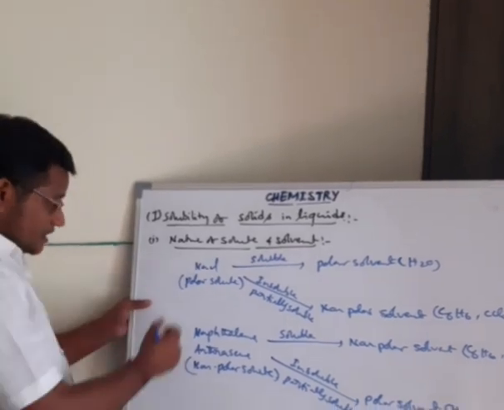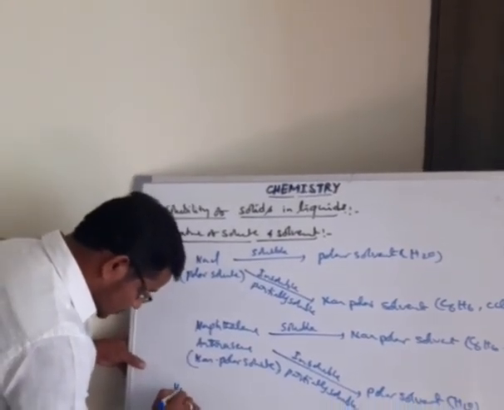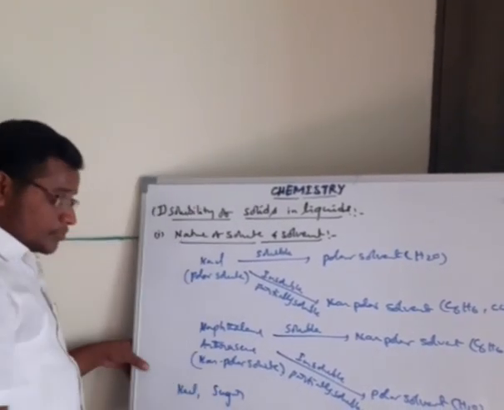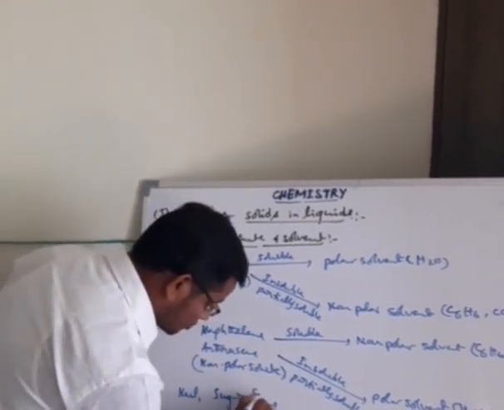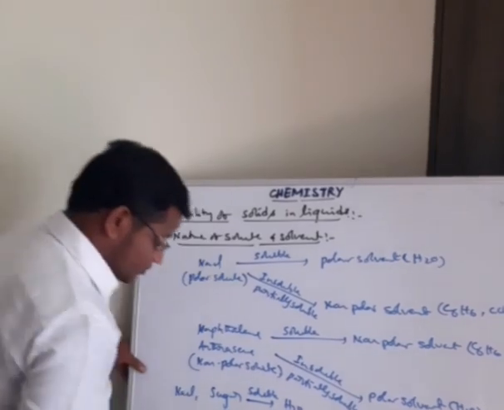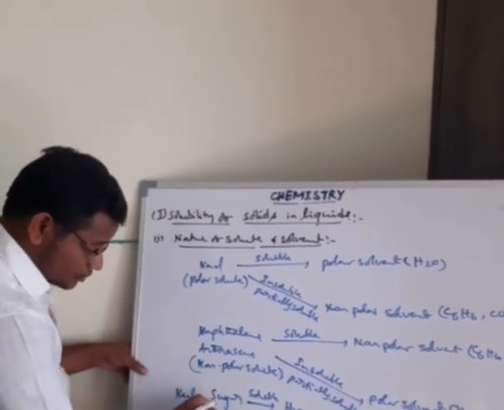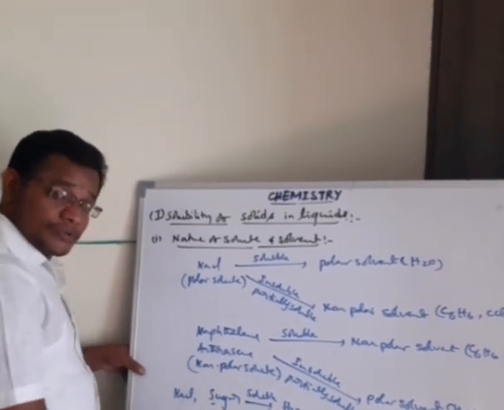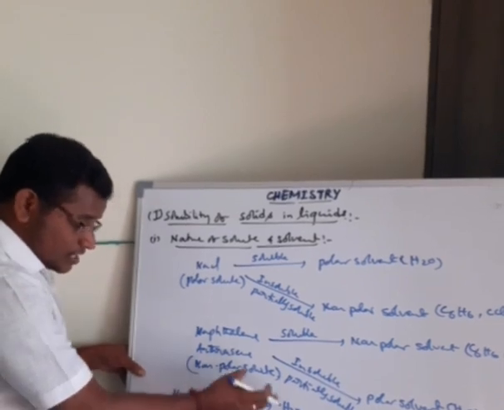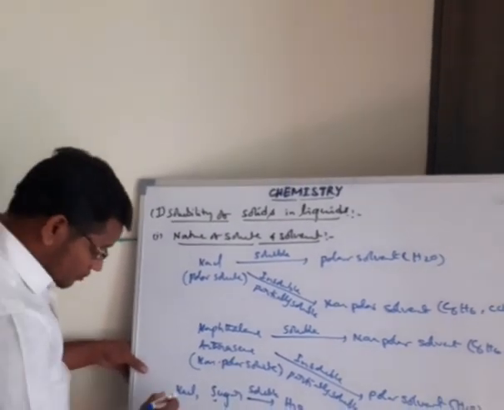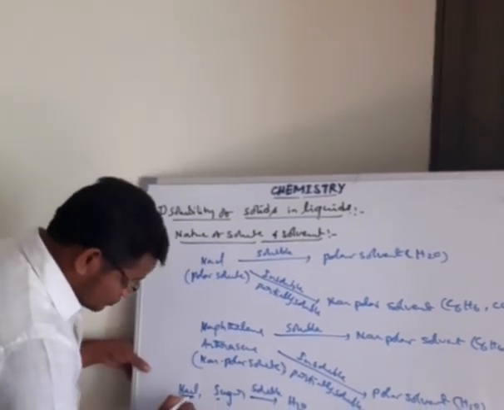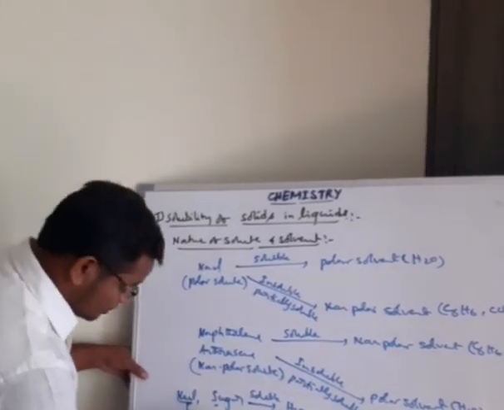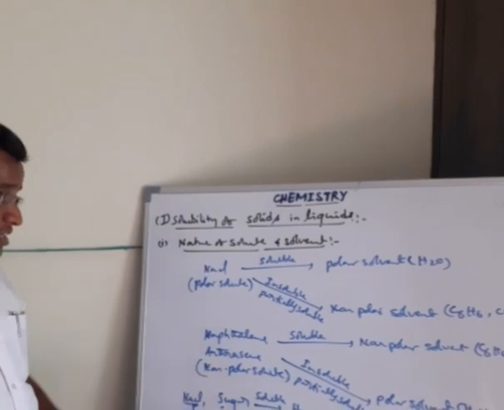Okay. Then see NaCl and sugar. NaCl is a polar solute, but sugar is a non-polar solute. Both are soluble in water. Why? Here sugar is a non-polar solute, but even though it is soluble in water. NaCl is a polar solute, soluble in the polar solvent. But why are both soluble in water? Because NaCl is a polar solute, its solubility in water is more, 5.3. Solubility of NaCl in water is 5.3.